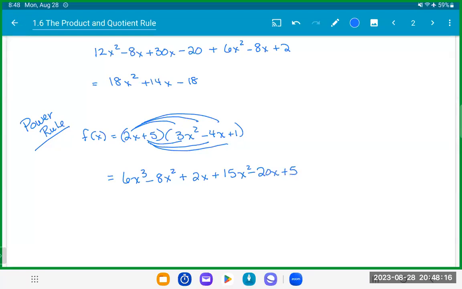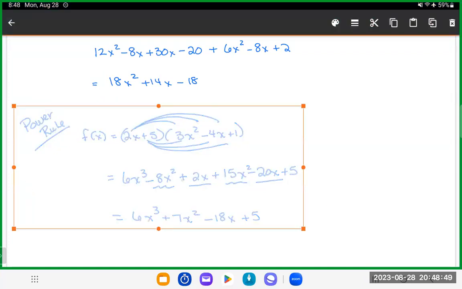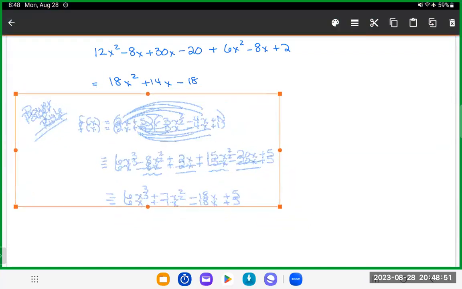Okay, so we can simplify this a little bit more, right? Combining any like terms. I have an x squared and an x squared. So that's going to give me 6x cubed plus 7x squared. I have 2x negative 20x, so that's negative 18x, and then the plus 5 out there. Okay, so now I want to take the derivative of that. So let me scoot this up, make it a little bit smaller.